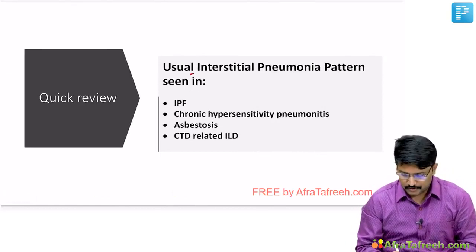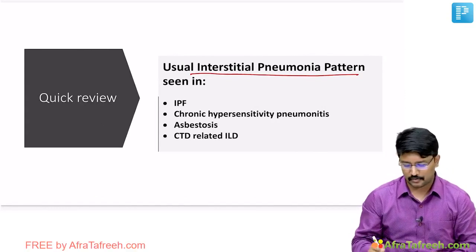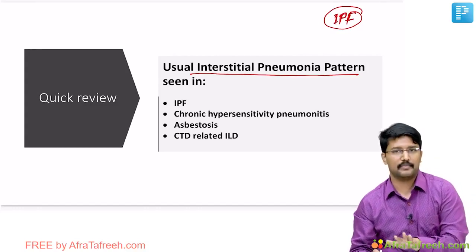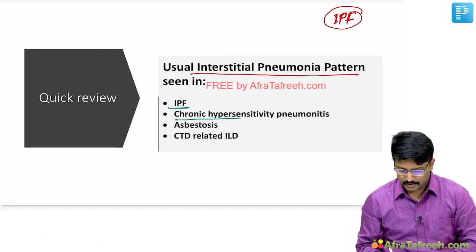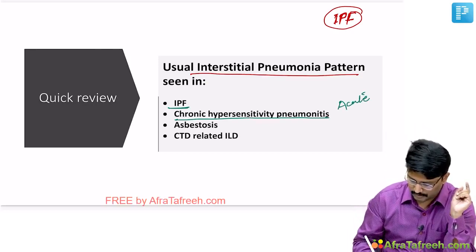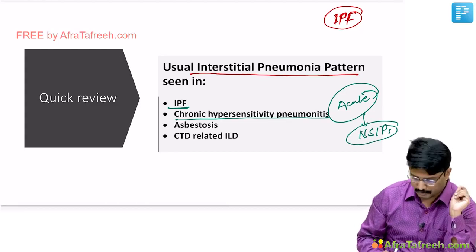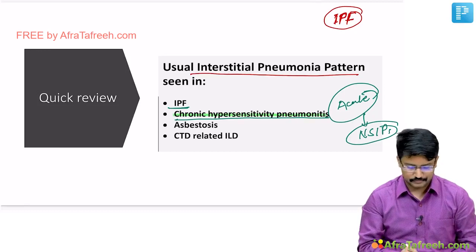The usual interstitial pneumonia pattern. See, UIP is a histological or a radiological description of IPF. But this pattern is not restricted to IPF, but a similar pattern we may see in other entities. As I told you, IPF, then we can see chronic hypersensitivity pneumonitis. Remember, when there is acute hypersensitivity pneumonitis, we see more of NSIP and other patterns, not the UIP. But the UIP pattern we see in patients with chronic hypersensitivity pneumonitis.